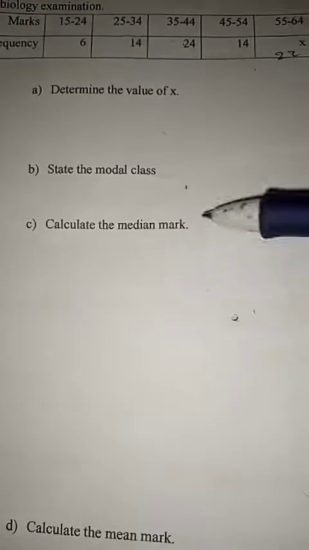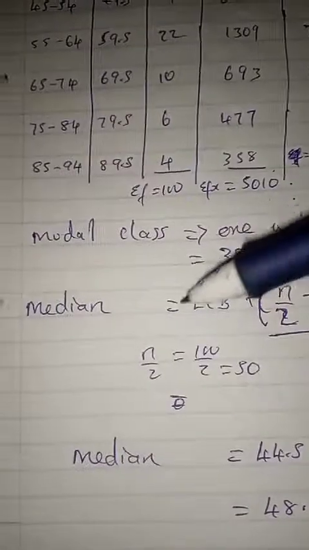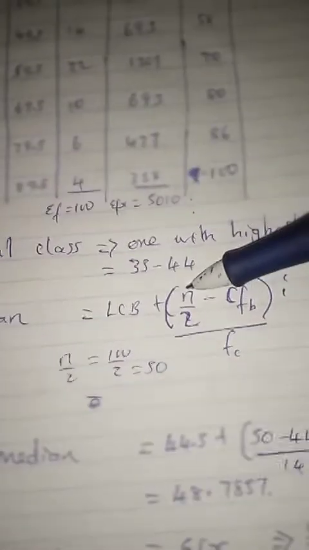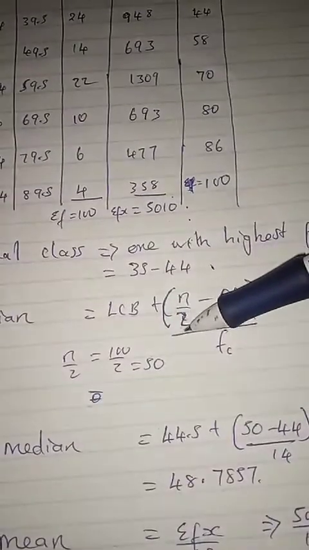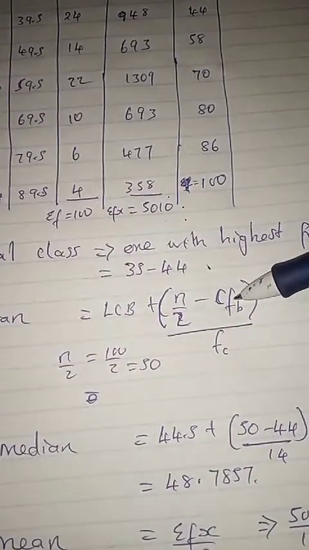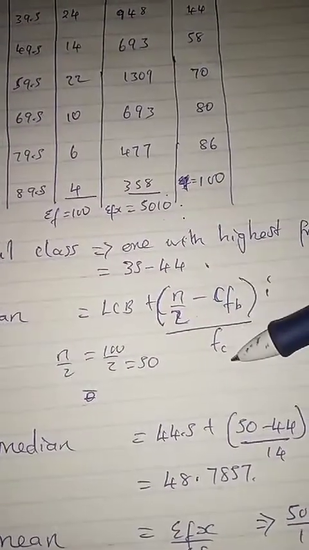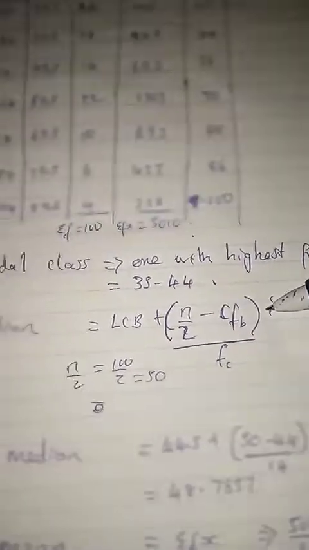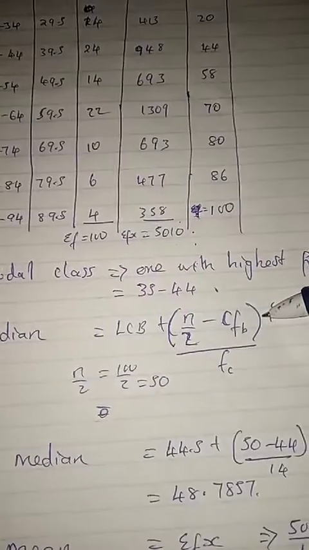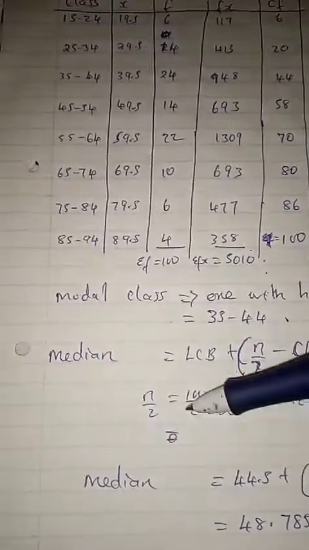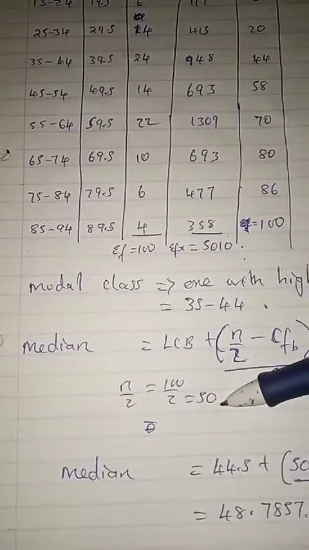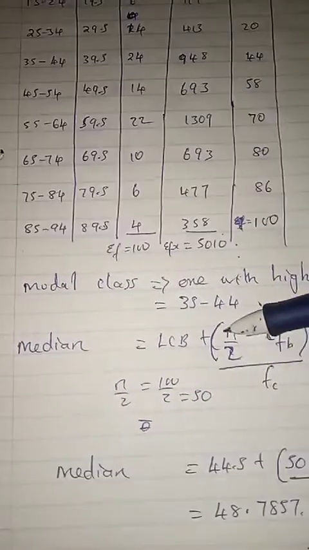Then the next question here is to calculate the median. So how do you calculate the median? The median is given by this formula: the lower class boundary plus brackets, total frequency or total number of participants divided by 2 minus cumulative frequency before that class, then divided by frequency of that class, multiplied by the class interval of that class if it's of a varied class interval. Therefore, the total frequency for our case was 100, divided by 2 gives us 50. So we come and replace here with 50.